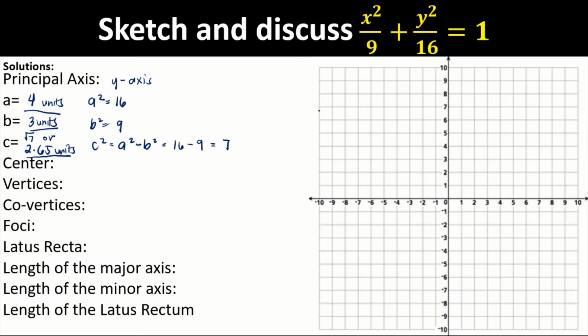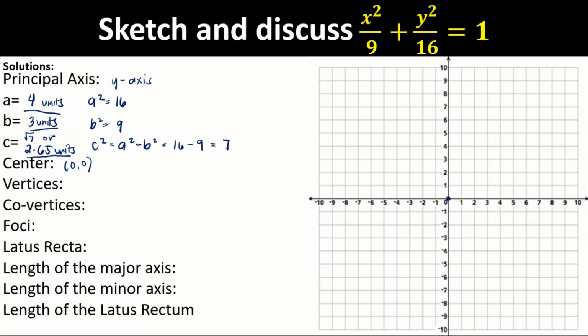Let us get the center. Obviously, ang ganitong forma ng equation natin pagdating kay ellipse is 0, 0. And to get the endpoints of the major and minor axis, the vertices, the co-vertices, and the foci. Okay, so i-plot natin yung mga points natin using the A, B, and C and the center. So, the center is 0, 0.